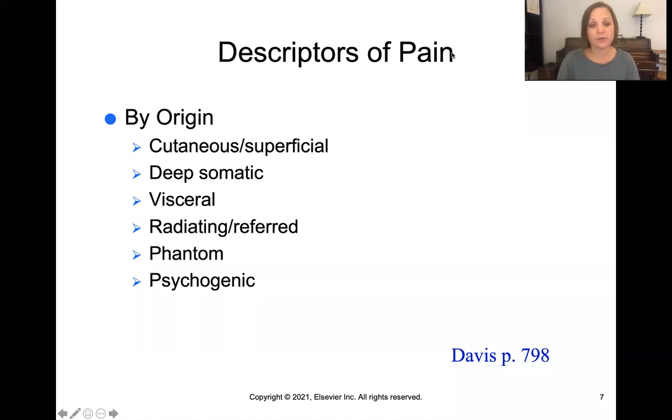Additional descriptors of pain include those done by origin. So you can have cutaneous or superficial pain, which is just on the surface, whereas deep somatic or visceral pain are much deeper. Visceral being a type of pain that cannot be well localized, and deep somatic pain being very specific to a local area like a fracture. You can have radiating pain, pain that moves along an arm or along an area of the body. Phantom pain happens when you have a patient who had an amputation of a limb, and they could still feel that amputated part hurting even though it's gone because the nerves are still there and they're still firing.